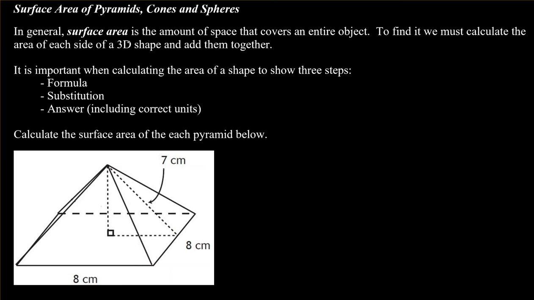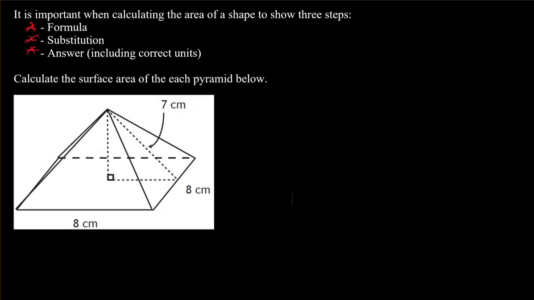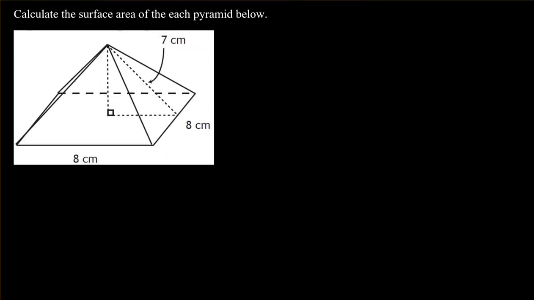In general, the surface area is the amount of space that covers an entire object, so we're going to have to add up all of the surfaces on this object and figure out what total surface is being presented to us. It's always important that we have a formula, a substitute, and an answer. So we have to have all three of those steps. Let's try this out. Calculate the surface area for each pyramid below. Let's try the first pyramid.